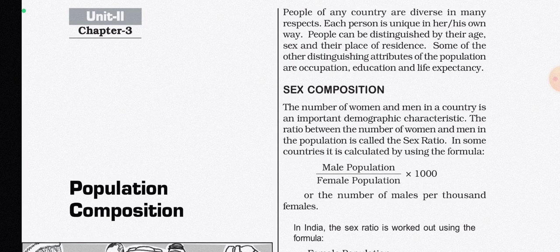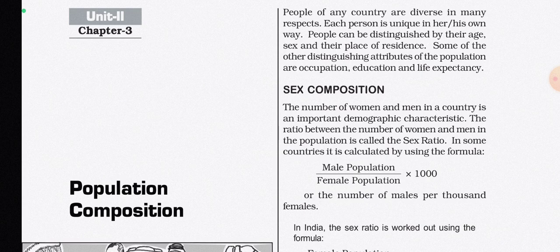People of any country are diverse in many respects. Each person is unique in her or his own way. People can be distinguished by their age, sex, and their place of residence. Some of the other distinguishing attributes of the population are occupation, education, and life expectancy.